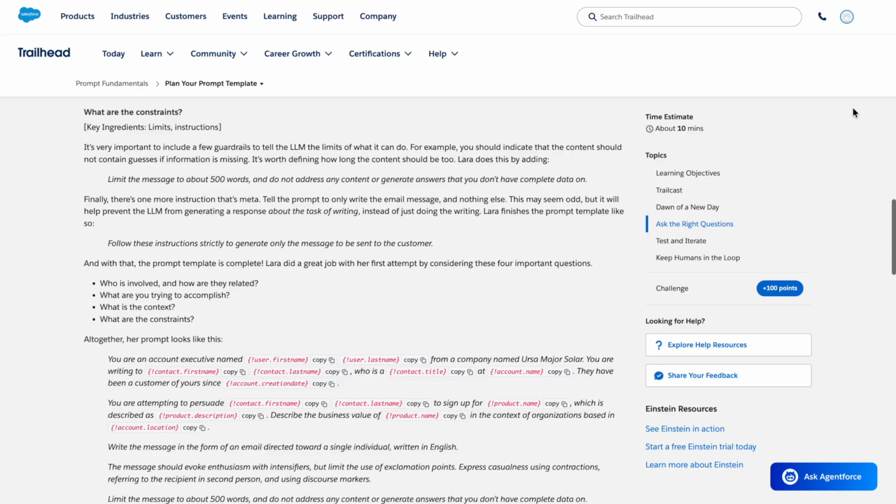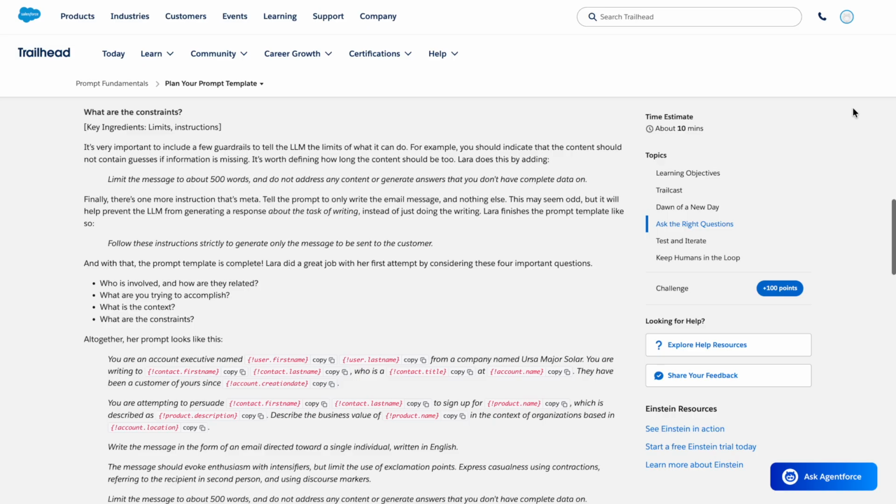Lara does this by adding, limit the message to about 500 words and do not address any content or generate answers that you don't have complete data on. Finally, there's one more instruction that's meta. Tell the prompt to only write the email message and nothing else. This may seem odd, but it will help prevent the LLM from generating a response about the task of writing instead of just doing the writing.